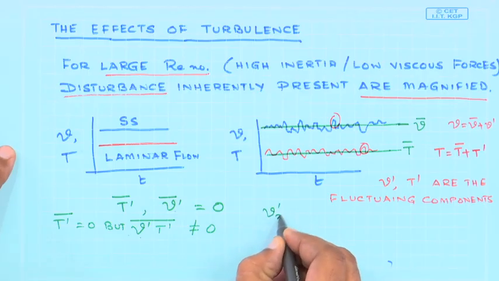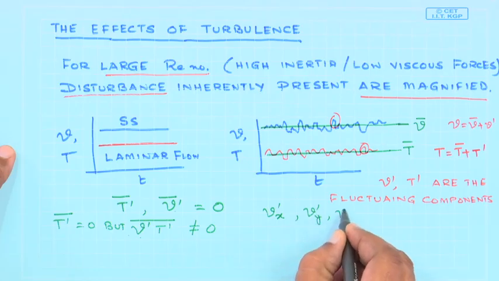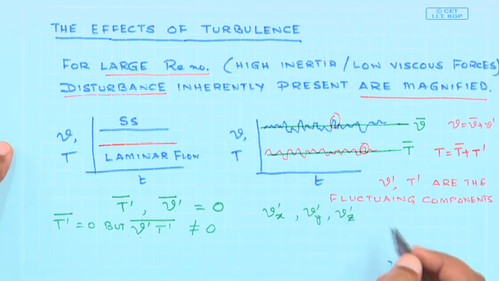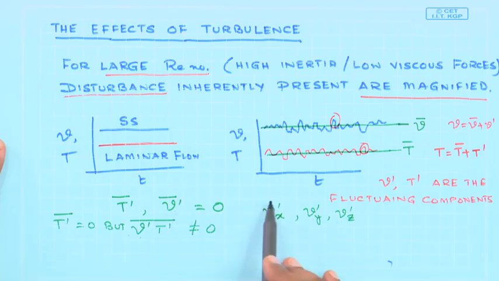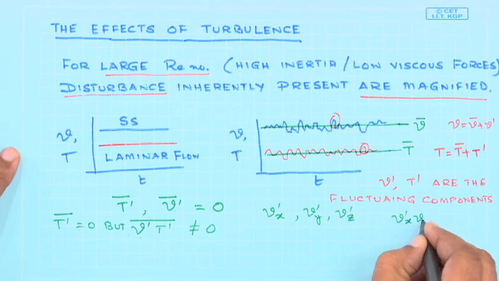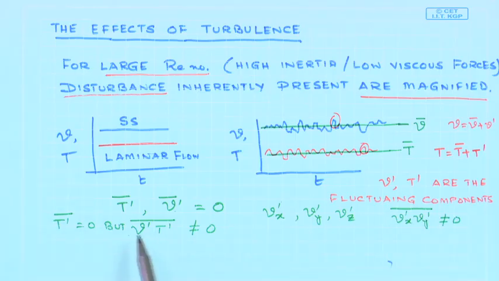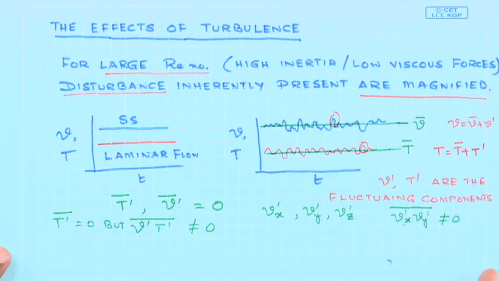So, I may have three fluctuating components of velocity as v prime x, v prime y and v prime z. Therefore, the time average of v prime x is 0, but the time average of v prime x times v prime y may not be equal to 0. Whatever I said about velocity and time is also true for the product of two velocity components. The time average of v prime x is 0, but the time average of v prime x and v prime y may not be equal to 0.